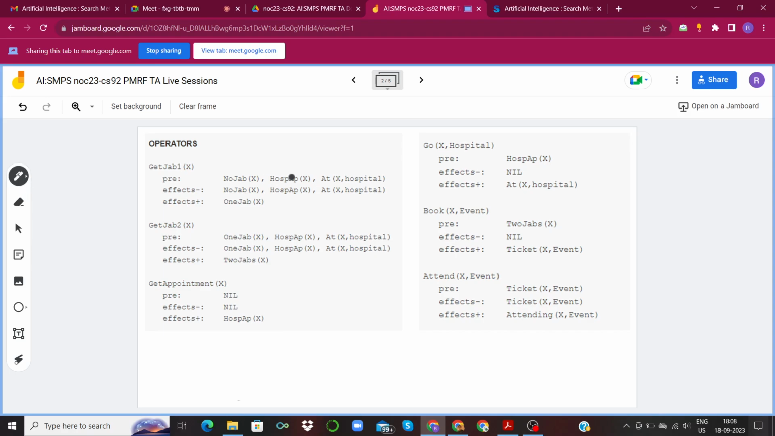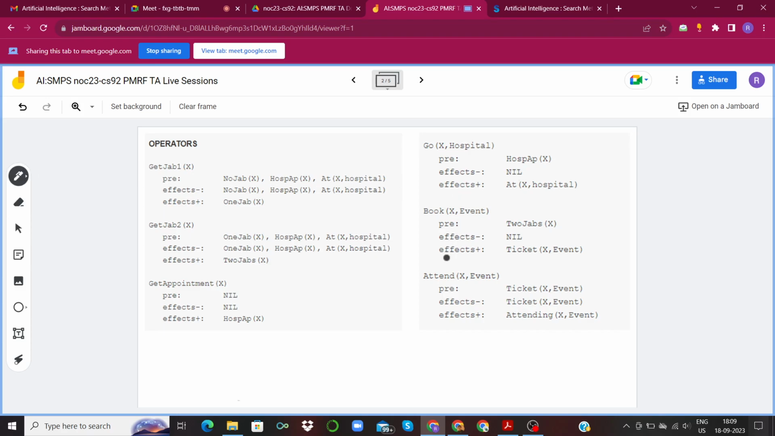And the fourth operator, go X comma hospital, which basically means that now X is going to the hospital, and one simple precondition is that X should be having a hospital appointment to begin with. The negative effects are again nil, and the positive effect after application of this operator is that the person X will now be at the hospital physically. So that is the fourth operator.